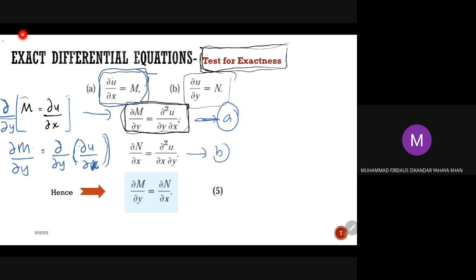For B, we use this one. From B, it means here we get N equals del U over del Y. So for this one, we introduce a partial derivative with respect to what? For the second one, class, this one is del over del what?